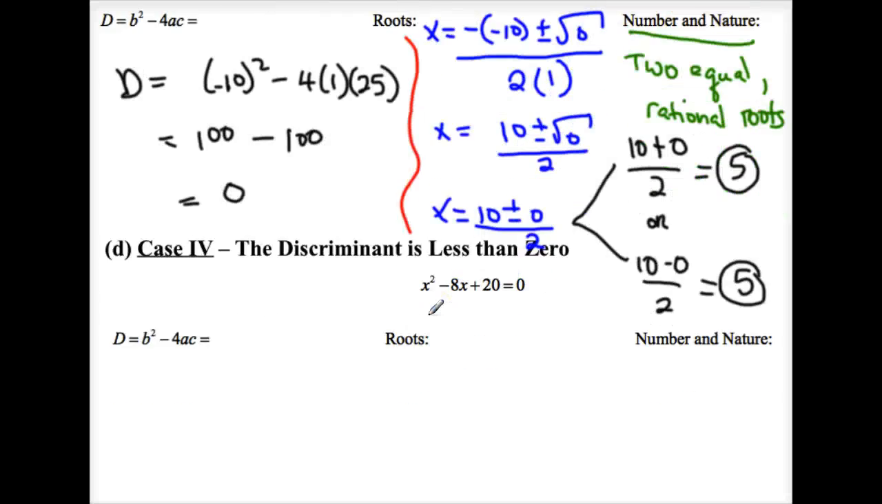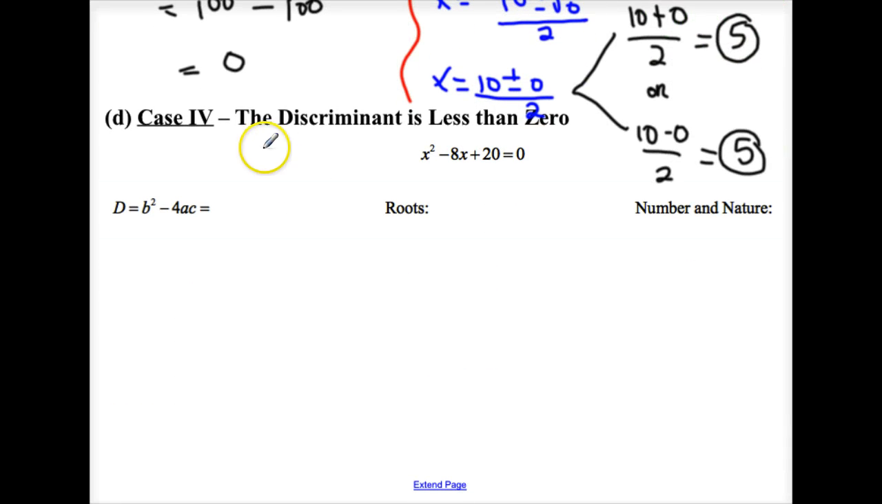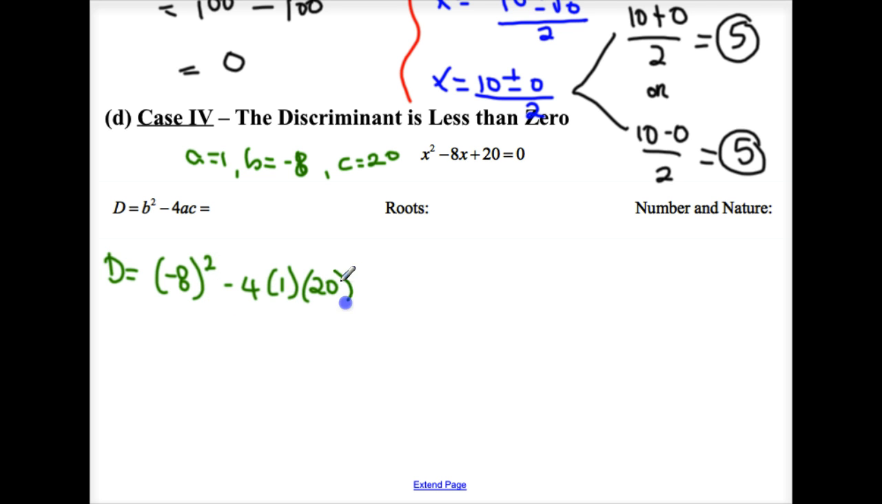The last case that we have is case 4. The discriminant is less than 0. So in this example, my a is 1, b is negative 8, oops, that's an 8, and c is 20. So what's my discriminant? My discriminant is b, which is negative 8 squared, minus 4 times 1 times 20. These numbers are coming from up here. Negative 8 squared is 64, take away 4 times 1 is 4, 4 times 20 is 80.